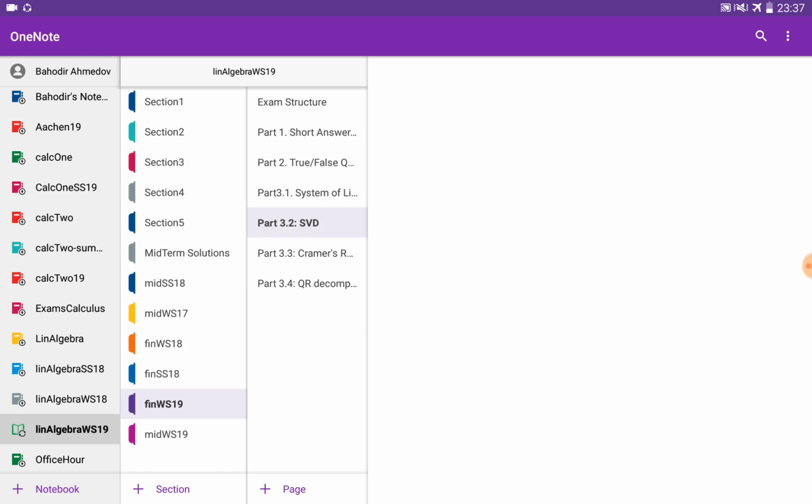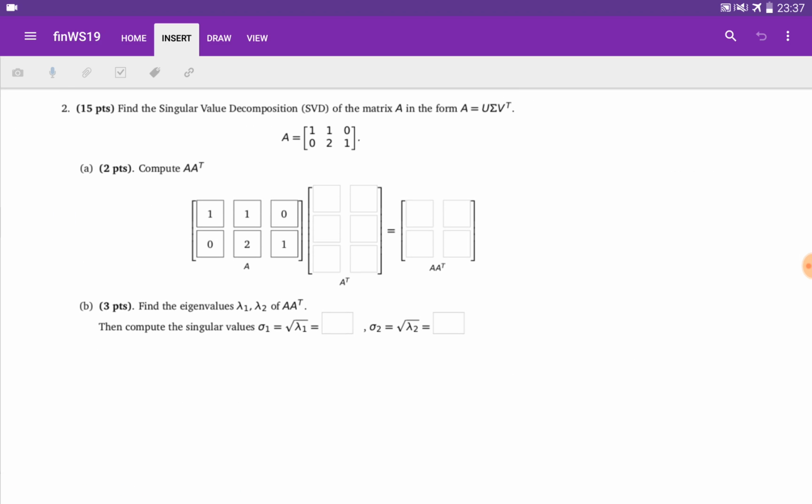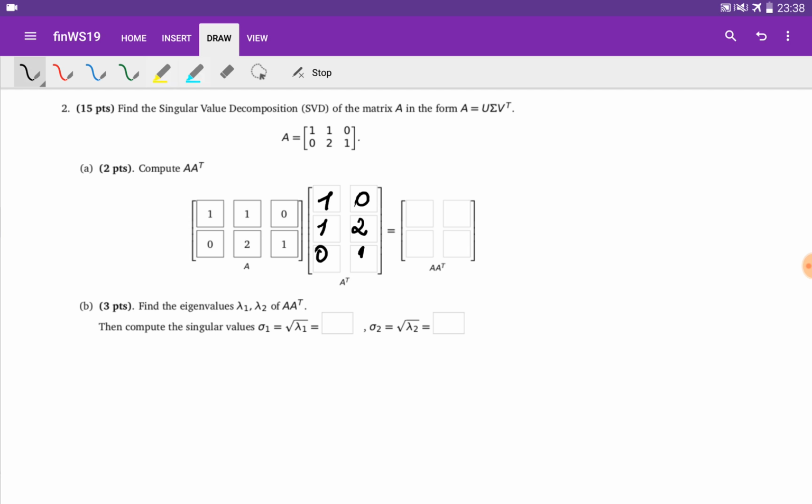So let's consider the second problem. In this problem, we need to find the SVD decomposition of the matrix. We first of all are going to multiply A by its transpose. It's going to be [1, 1, 0; 0, 2, 1] times its transpose. If you multiply this, the length of the first row is going to be 2. The first row times the second column is going to be 2. The second row times the first column is going to be 2. The length of the second row is going to be equal to 5.